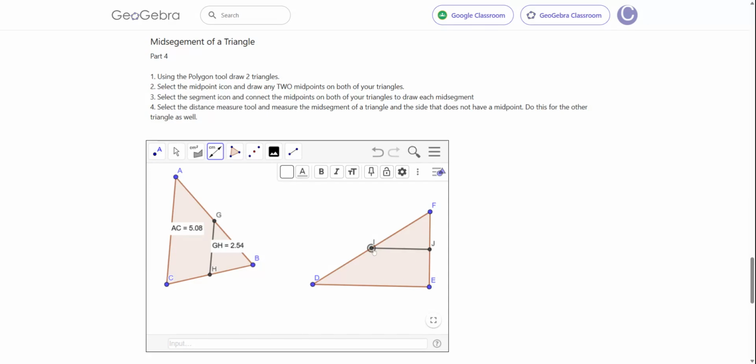Then I'm going to do the same thing for the other triangle. I'm going to measure the mid segment, and then I'm going to measure the side of the triangle that doesn't have a midpoint on it. And there I've drawn two triangles, found a mid segment on each of those triangles. I've measured the mid segment on each of those triangles, and I've also measured one of the sides, particularly the side that we did not draw a midpoint on.